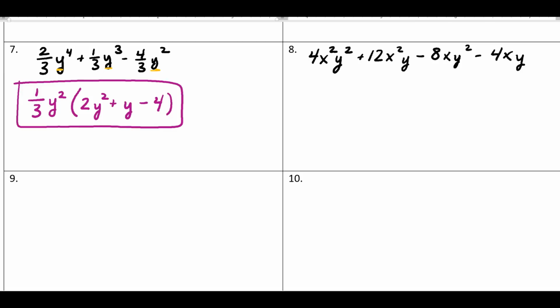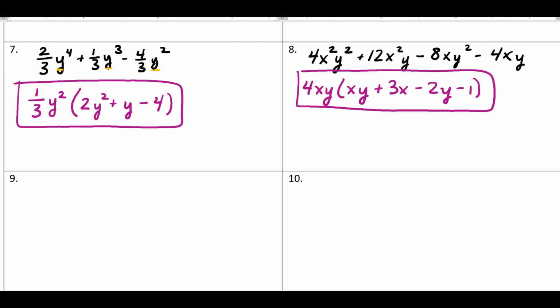All right, hopefully you're ready to see the answer. So 4xy is the greatest common factor, and then you're left with xy plus 3x minus 2y minus 1. So again, if you got this one right, give me a smiley face. If you didn't get it right on your own, give me a frowny face, and we'll talk about it a little bit more tomorrow if you're having trouble.